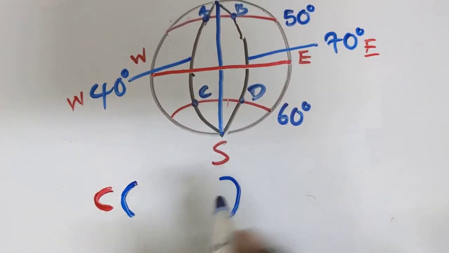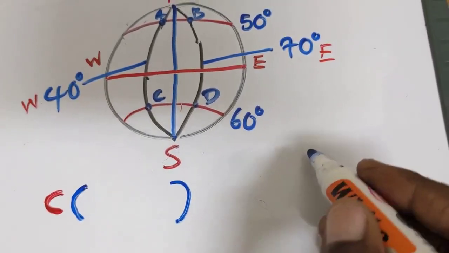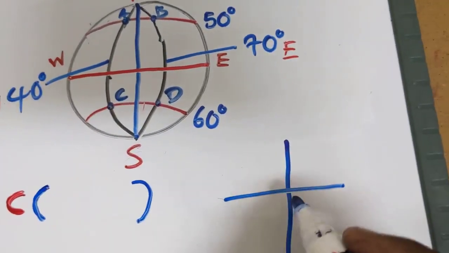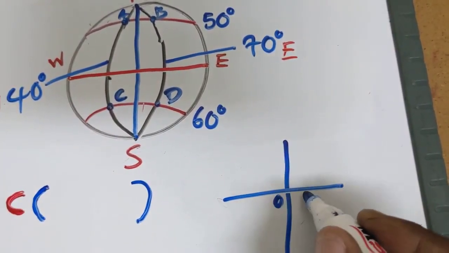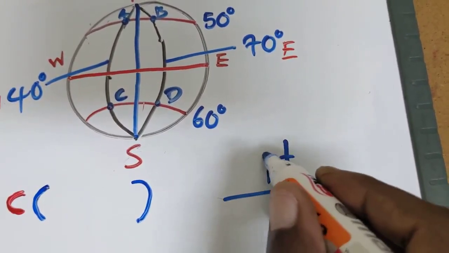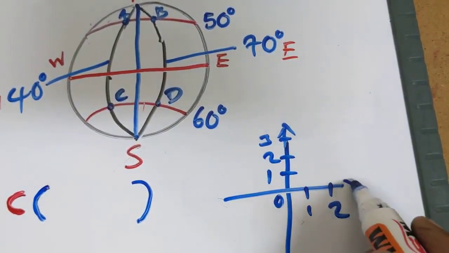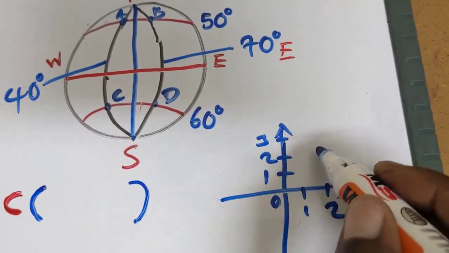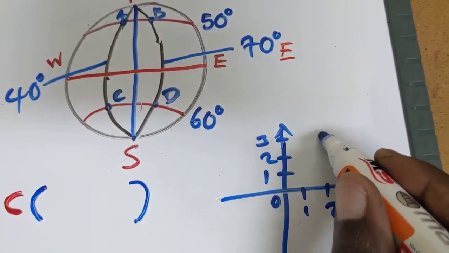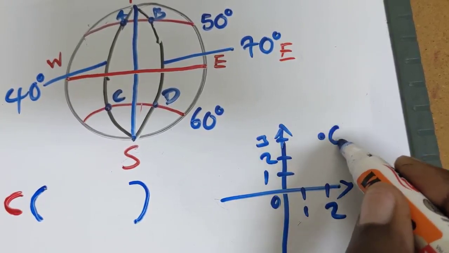It is similar to coordinate geometry, the way you solve coordinate geometry. Let's say you have a Cartesian plane like that. Let's say here there is 0, there is 1, there is 2, like that. Here there is 1, 2, there is 3, something like this. And suppose you are asked to describe the location of a point right there. Let's say this is C.